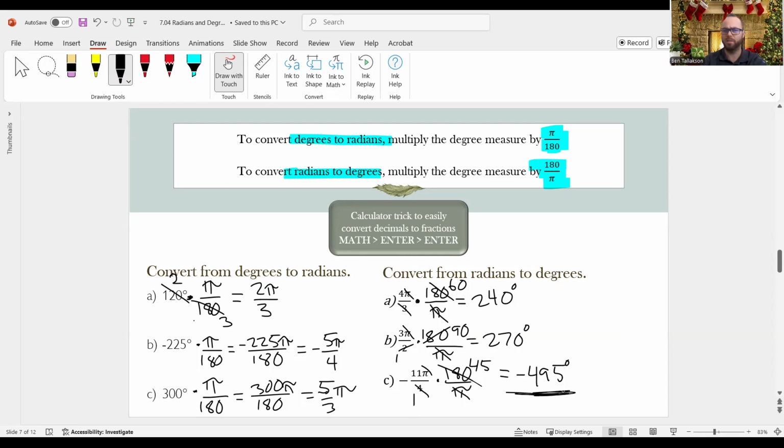Also notice, not only is this negative, but that number is bigger than 360. What's going on there? Thinking about that circle, there's only 360 degrees in a circle. How would it be negative? Well, that's going to come. But for now, we're just focused on converting.